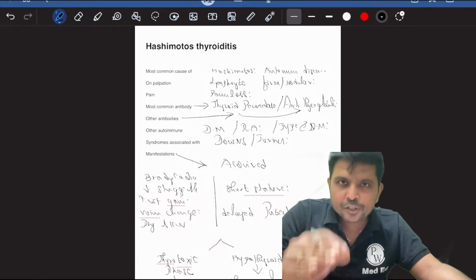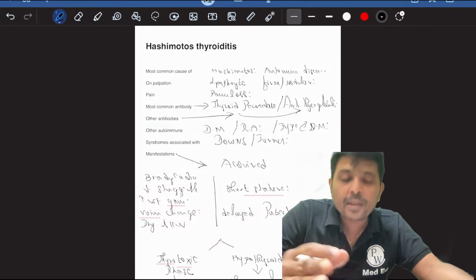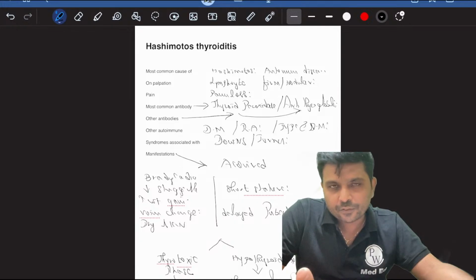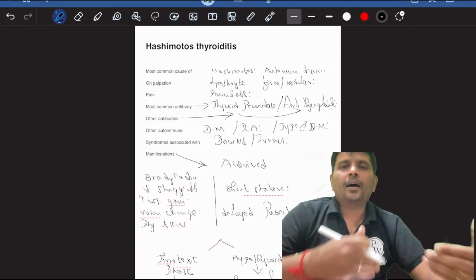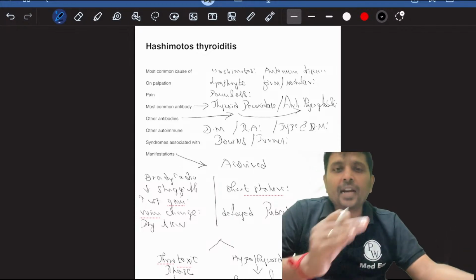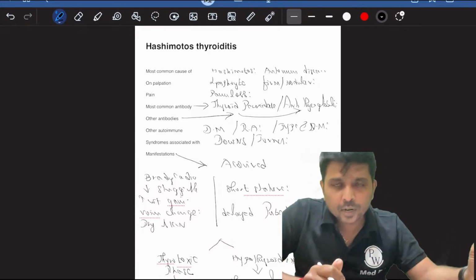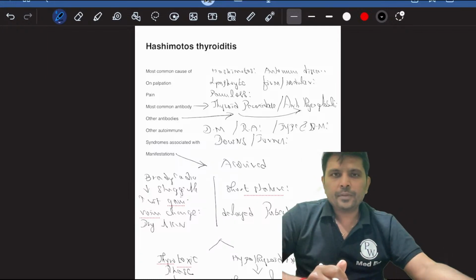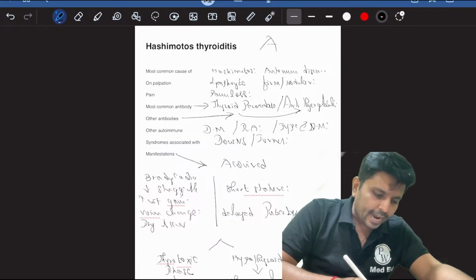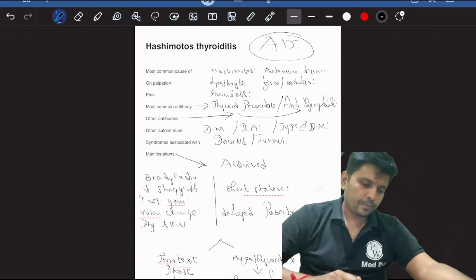Okay, any female child with a short stature should be investigated for Turner syndrome. Any female child with a short stature should also be investigated for hypothyroidism, particularly Hashimoto's induced hypothyroidism. So congenital we had seen, acquired is autoimmune thyroiditis, AIT, that is Hashimoto's thyroiditis.